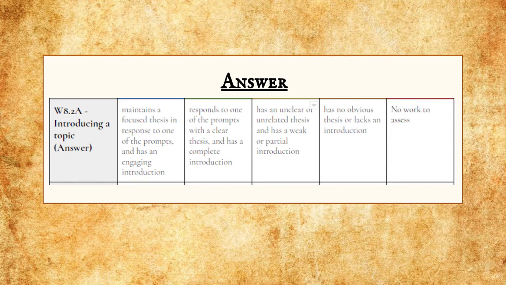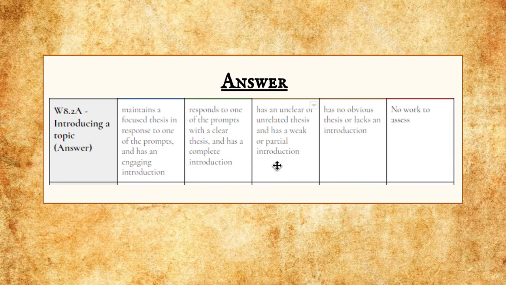The first one is that you can answer. That means you can introduce your topic. So if you don't do this, you get a 0. If you have no obvious thesis or it lacks an introduction, so it's there but we don't really know what you're talking about, that's a 1. If it's there and we kind of know what you're talking about but it's a little unclear or unrelated, then that's a 2.